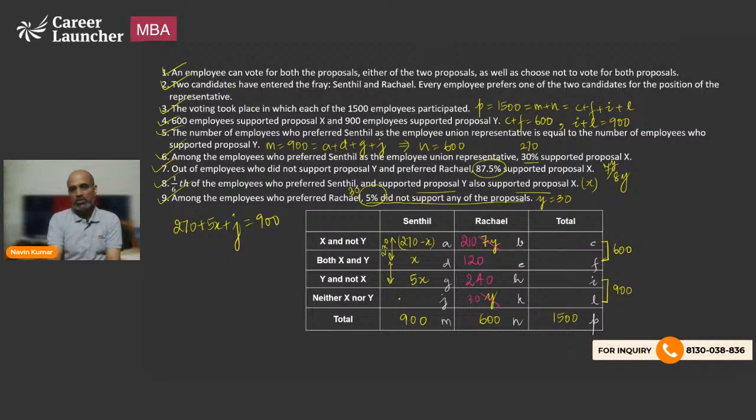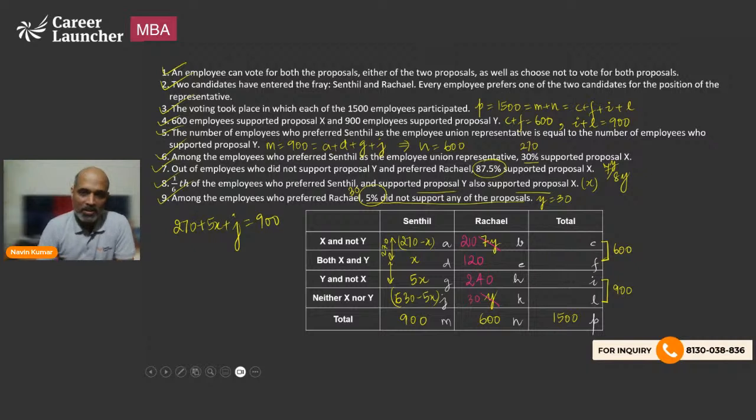So this is going to be 500, 630 minus 5x. This is obvious, right? This is going to be 600. We want this to be 900. This is 800, 900. This is also 900.